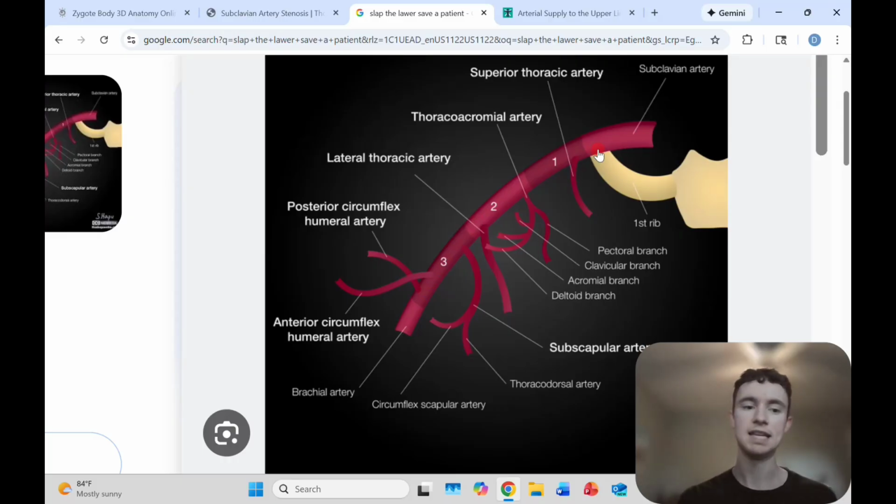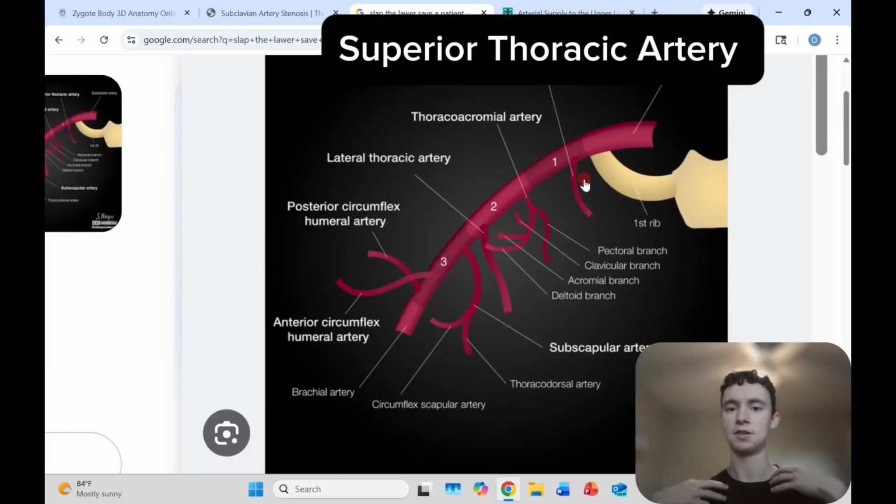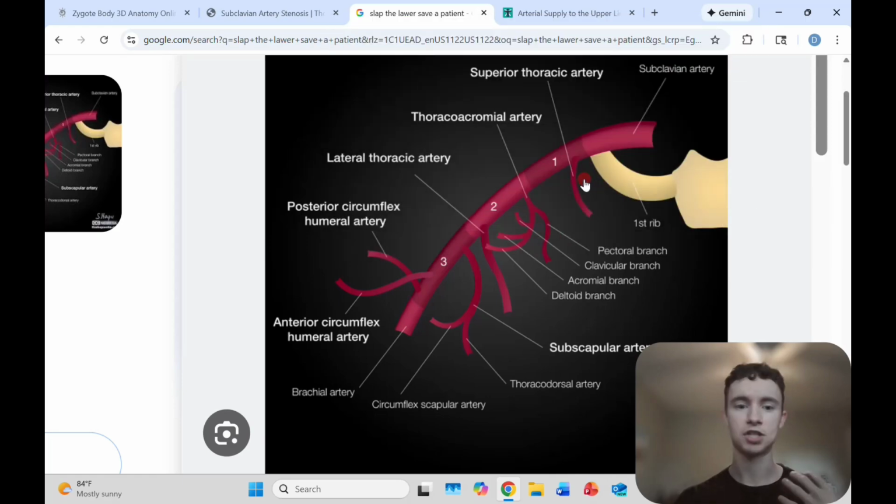The way I remember them is the mnemonic, slap the lawyer, save a patient. Our first one is the superior thoracic artery, supplying all of the big chest muscles. So we have the pec major and the pec minor getting supplied by this guy, and then a little bit in the subclavius and serratus anterior.